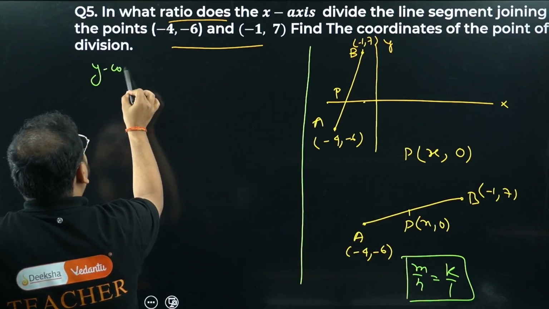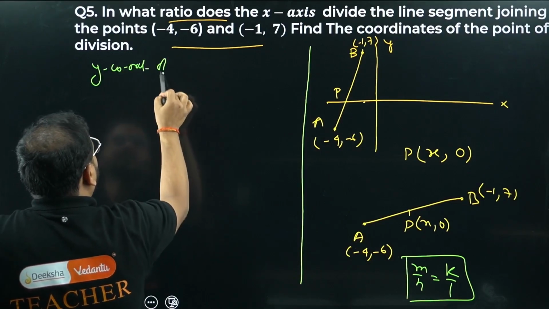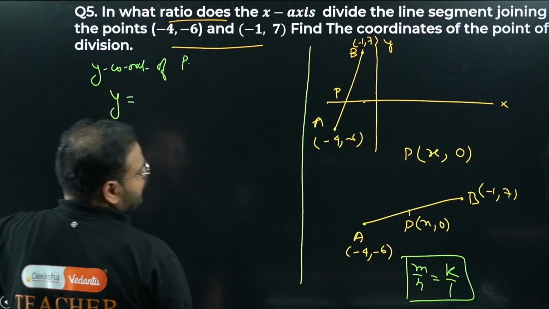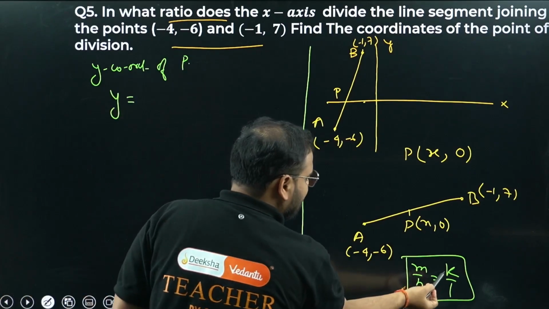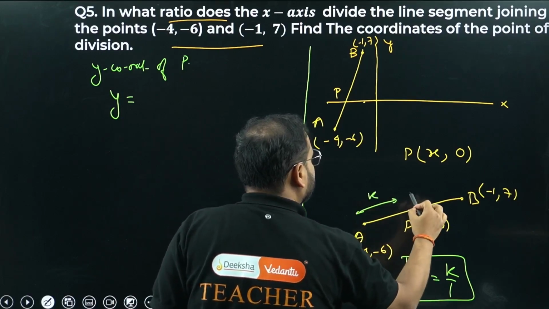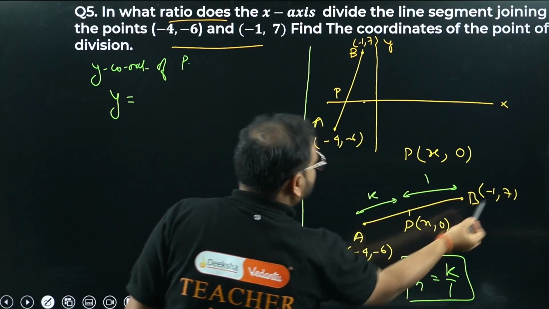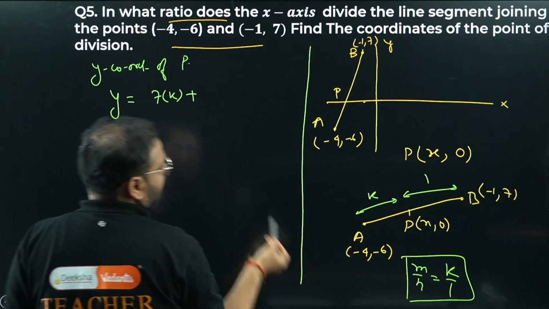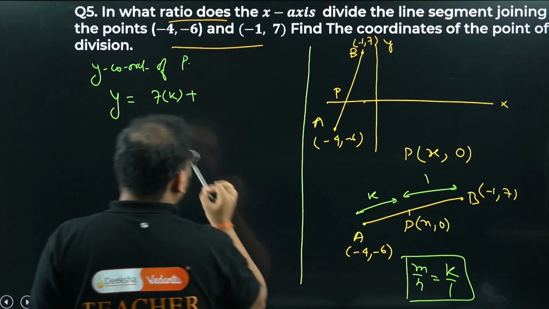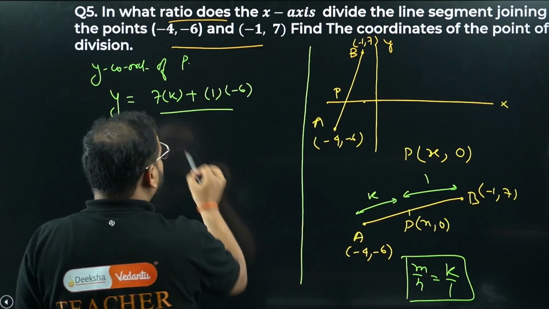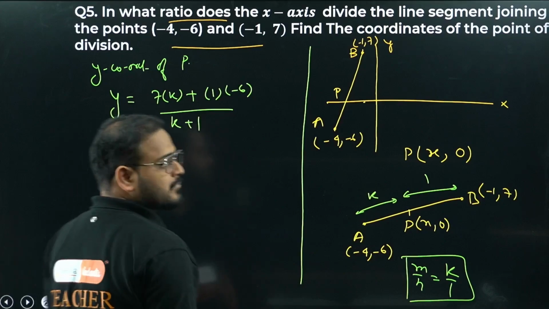Y coordinate of point P. How do you write it? Please check. Y equals what? M times the farther point, so k times the farther point. This is k, and this is 1. So k times what? 7. So 7 times k plus 1 times -6, divided by k plus 1. Please check.